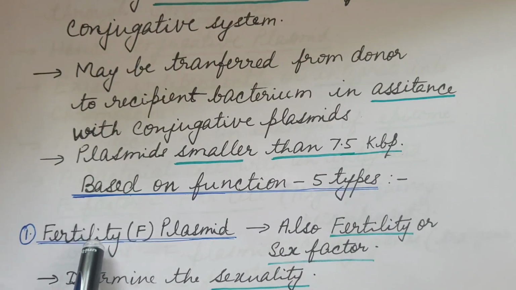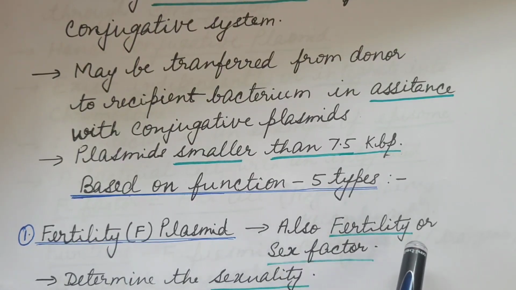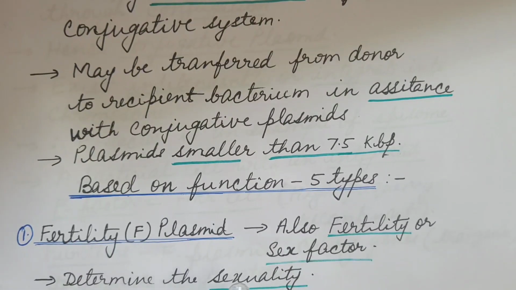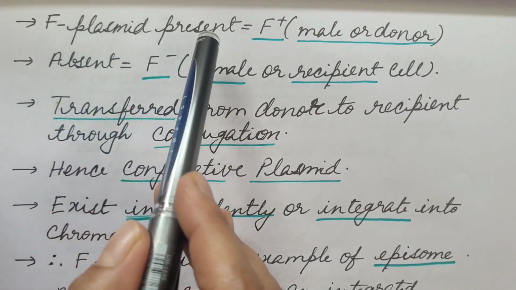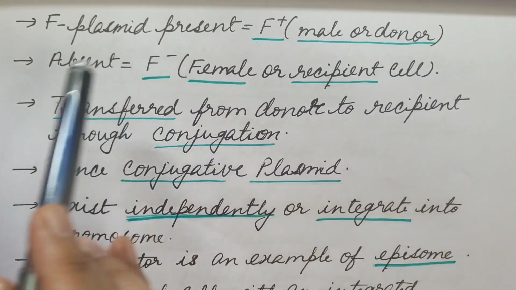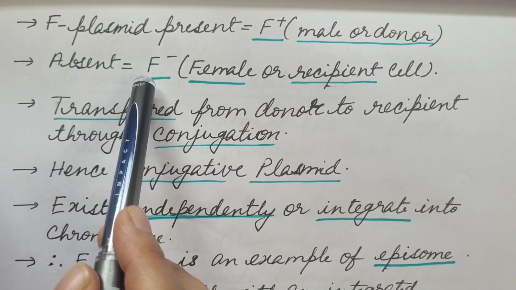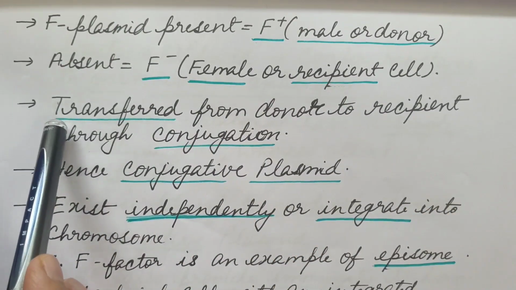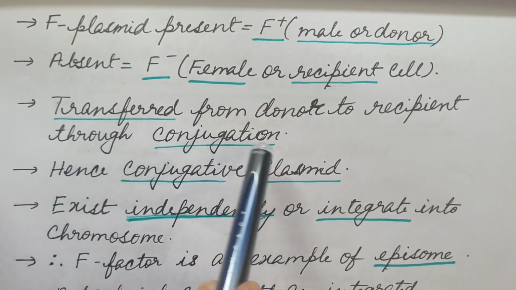First is fertility, in short F plasmid. These are also known as fertility or sex factor. These determine the sexuality of bacterial cell. Bacterial cell in which F plasmid is present is known as F plus, male or donor cell, and bacterial cell in which it is absent is known as F minus, that is female or recipient cell. These are transferred from donor to recipient through conjugation.